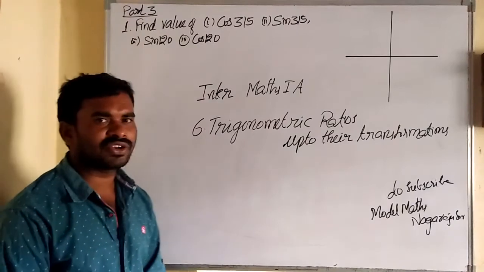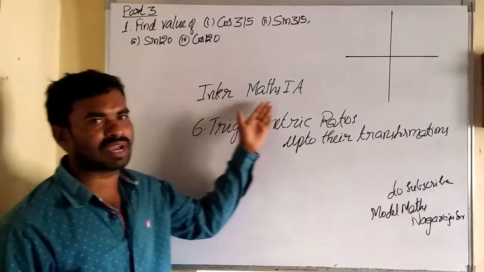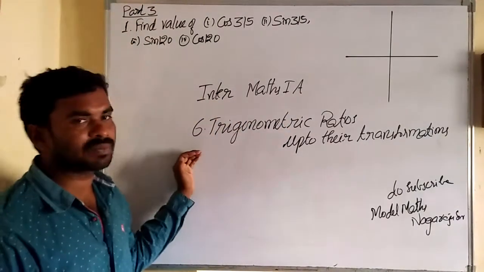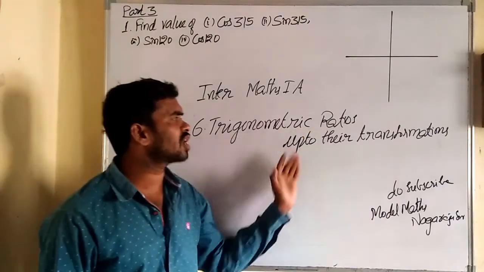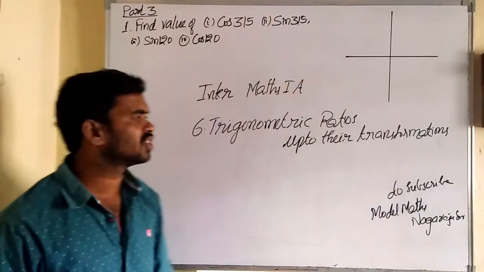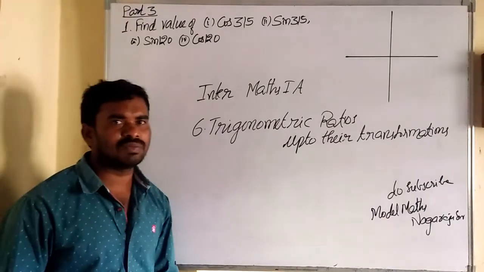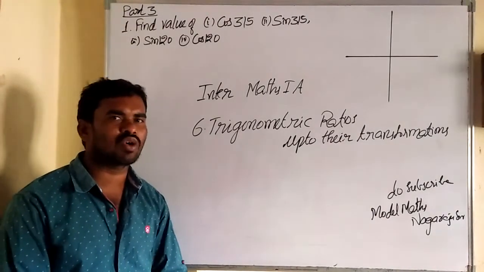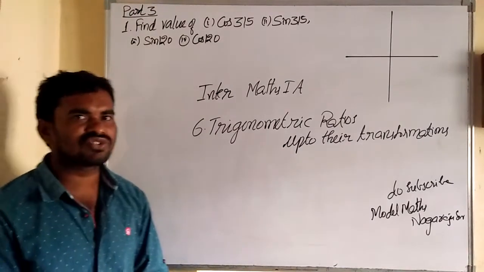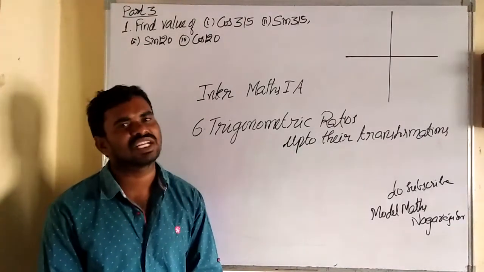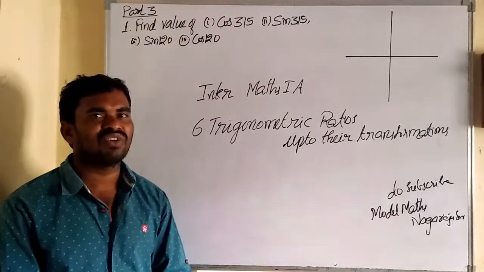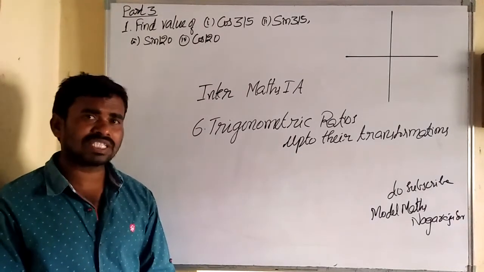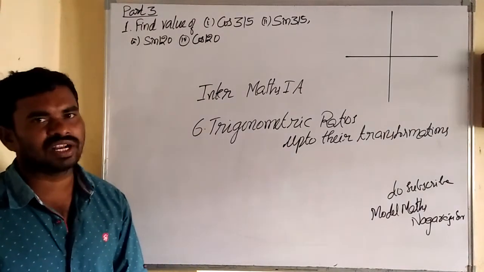Today in this video we are going to discuss, in Intermediate first year Maths 1A, the sixth chapter: trigonometric ratios up to transformations. Two classes are completed, two videos are completed. In those two parts we discussed a very important introduction that is useful not only for IPA but also for MSET. So very compulsory basics were taught in part 1 and part 2.